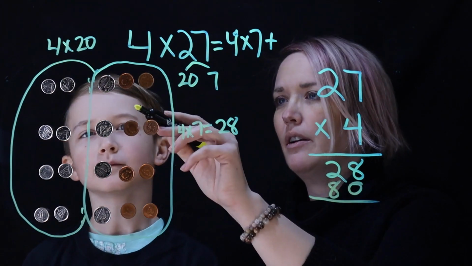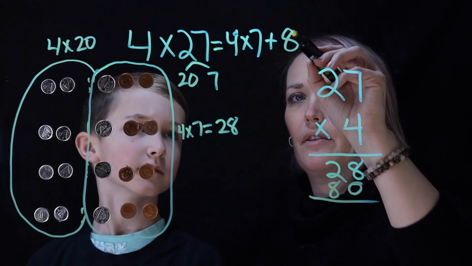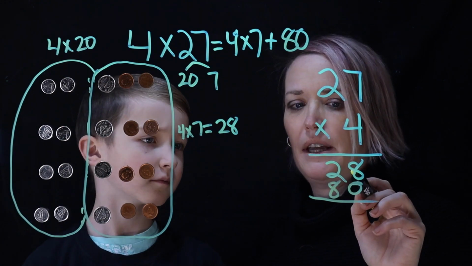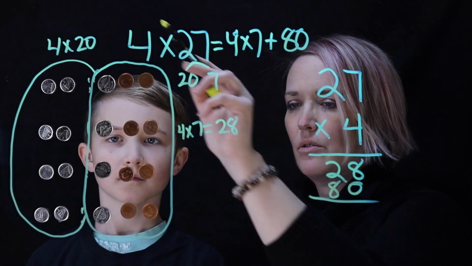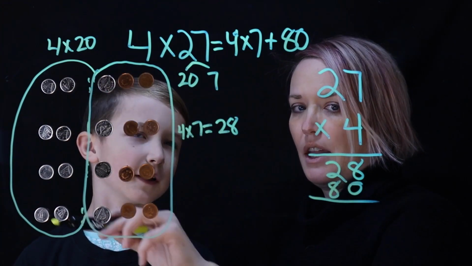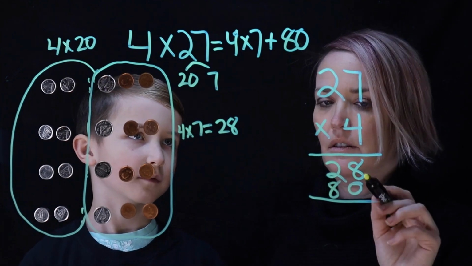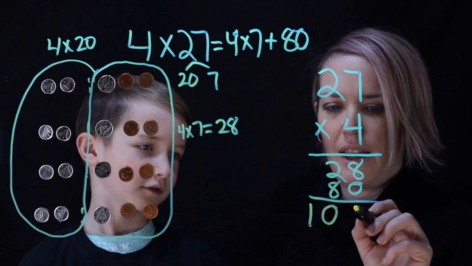Okay, and then here, what's 4 times 20? 4 times 20 is 80. Okay, so we've got the 28, we've got the 80. So we've got to add this together. How much is there in total here then, Louie? So we have to add 80 plus 28, which is 108. So 108.